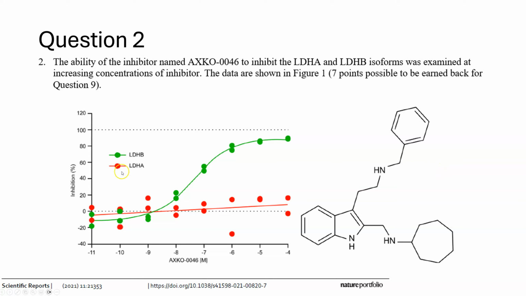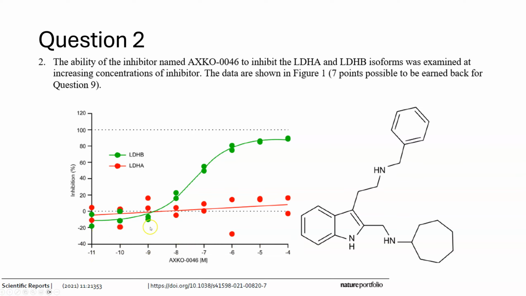And we can see that LDHA, which is shown here in red, this is the concentrations of the inhibitor in molarity. This is on an exponent scale. So this is 10 to the minus 11th molar. This is 10 to the minus 4th molar. That means that each one of these units is a 10-fold increase in concentration. So they looked at a very wide range of concentrations.